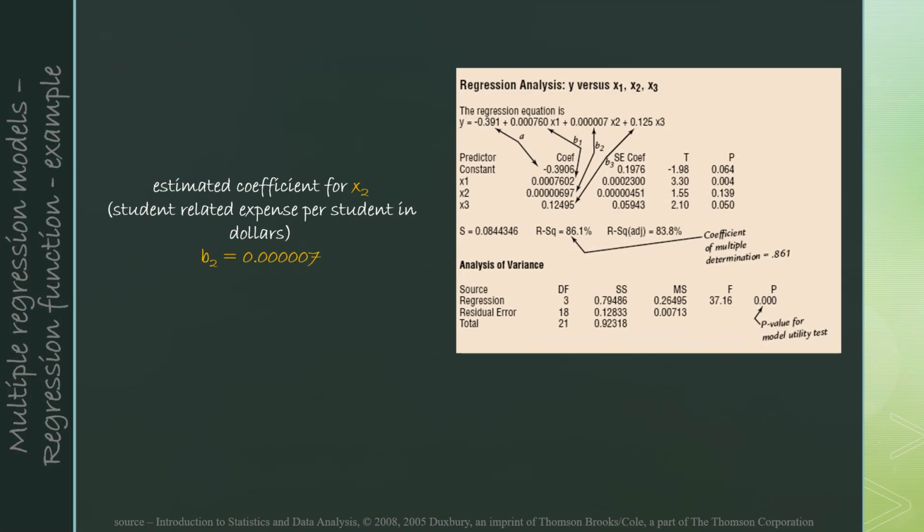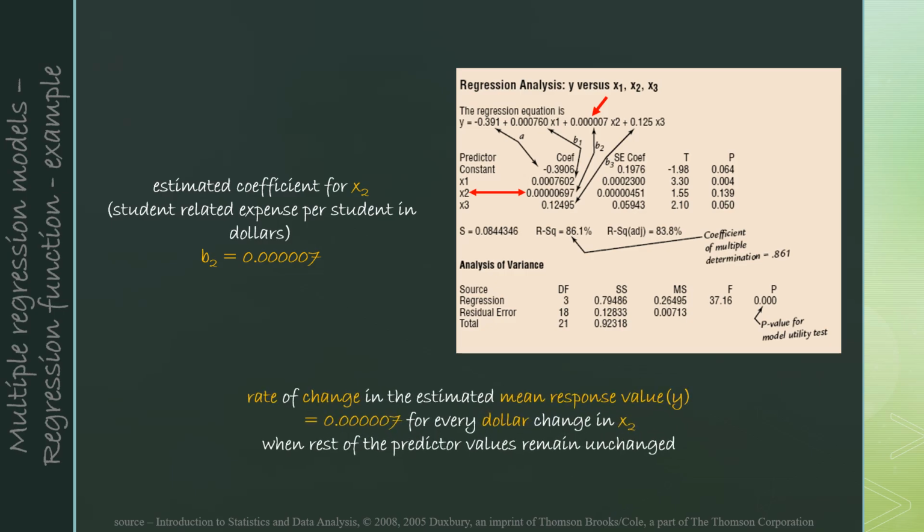The estimated coefficient for x2, that is student related expense per student in dollars, b2, equals 0.000007, which means the rate of change in the estimated mean response value y equals 0.000007 for every dollar change in x2, that is student related expense per student in dollars, when rest of the predictor values remain unchanged.